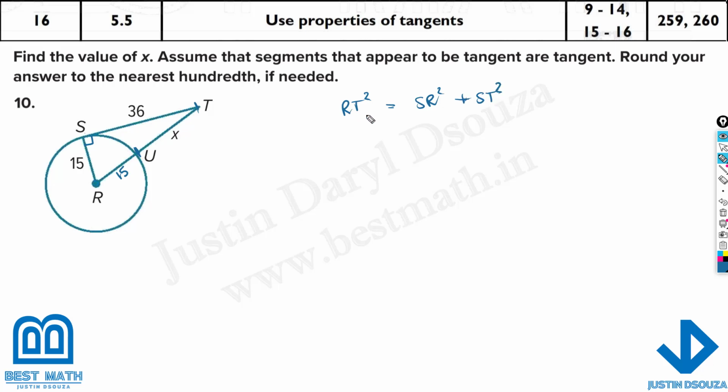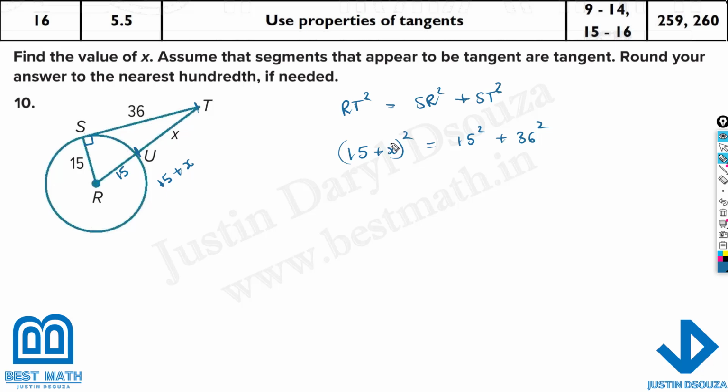And then what we have to do is substitute. What is RT? RT here is 15 plus x. This is it. Next, what can we do? We can just substitute it here. 15 plus x the whole squared is equal to, what do we have, 15 squared plus 36 squared.